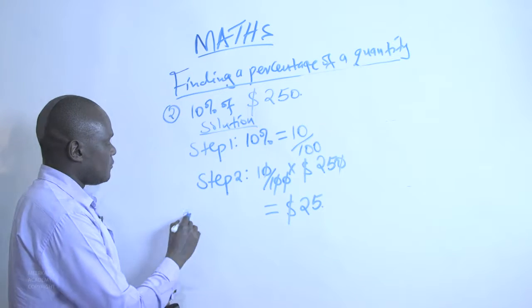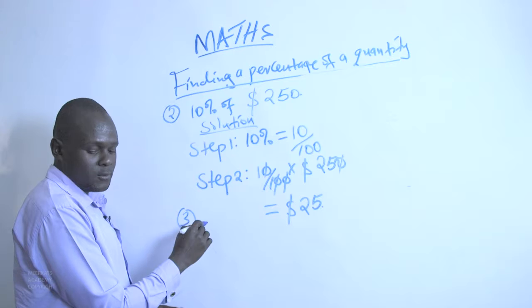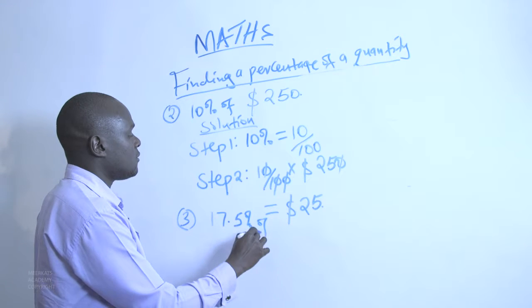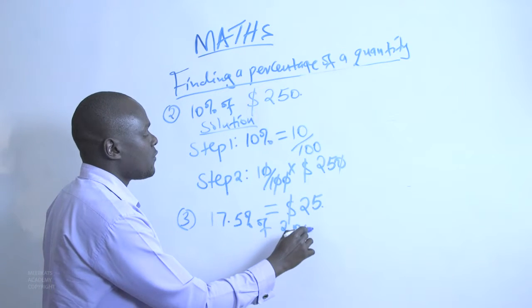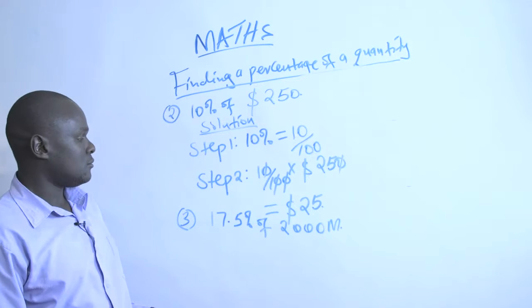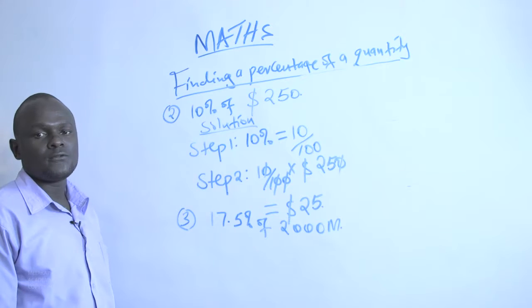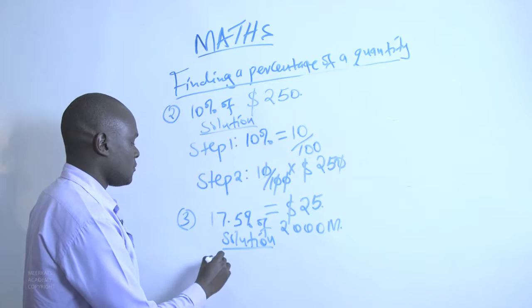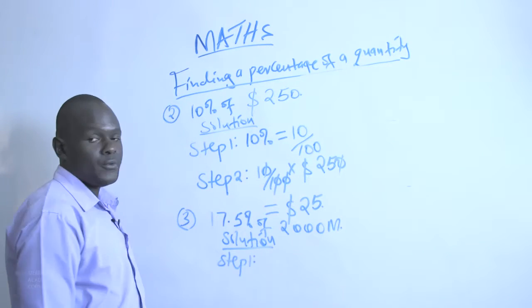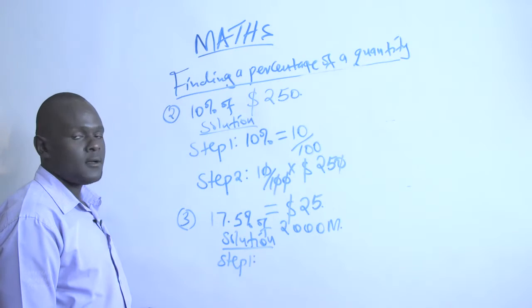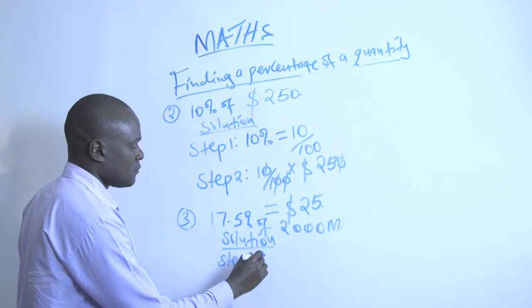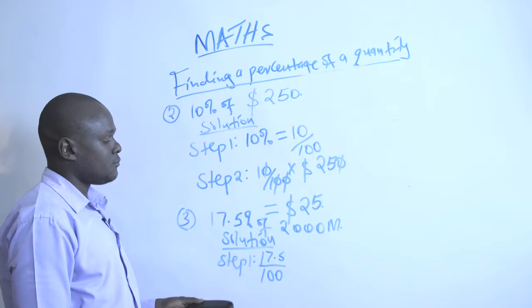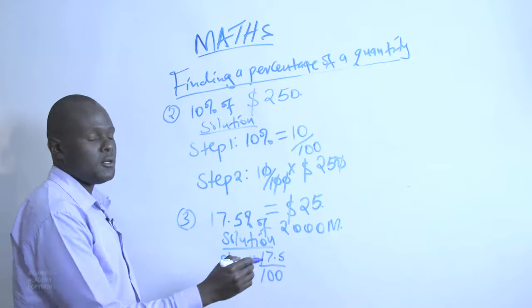Our example number 3 requires us to find 17.5% of 2,000 meters. We express 17.5 as a fraction. Then the second step is for us to multiply that particular fraction by the quantity.